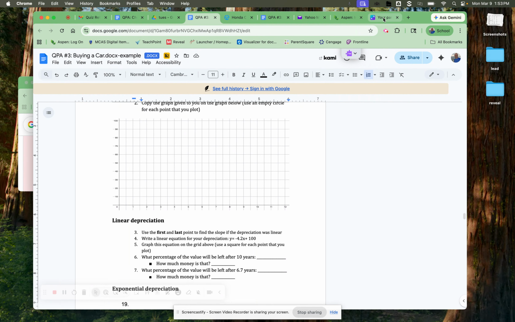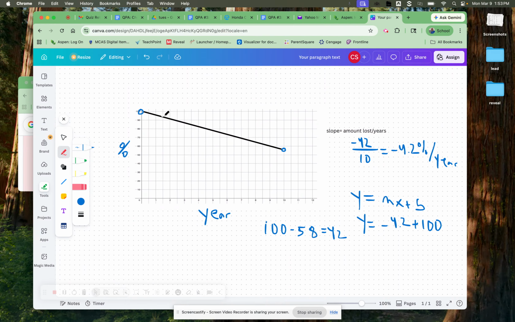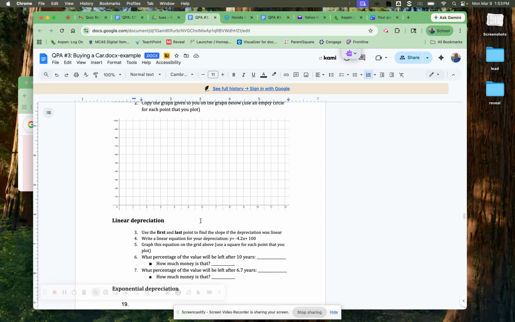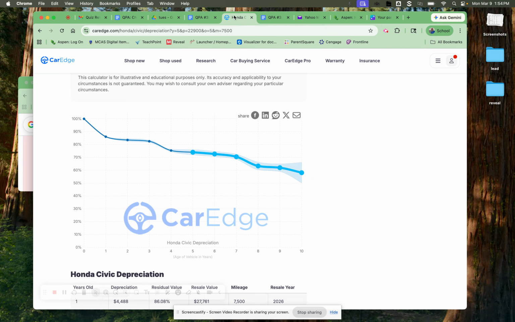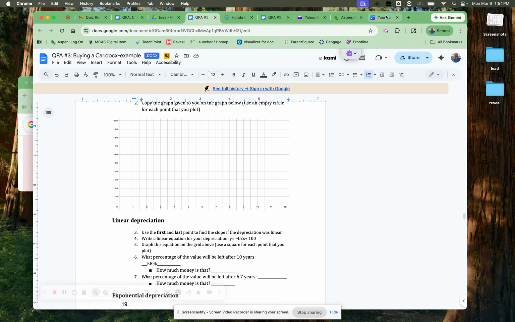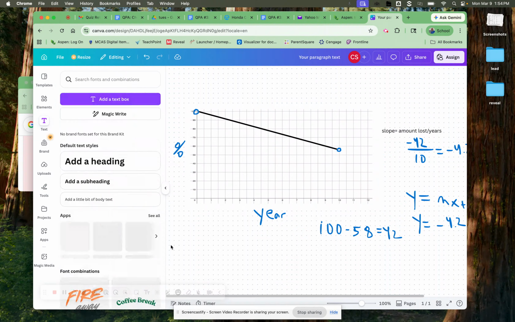And so we're just going to graph. We've already done this. I've already graphed my plot, I've already graphed my points. So it says to graph it. After 10 years, I've already figured out it's going to be 58%. This is what I found when I first was looking at here. After 10 years, it's going to be 58%. But I need to figure out what 58% is.